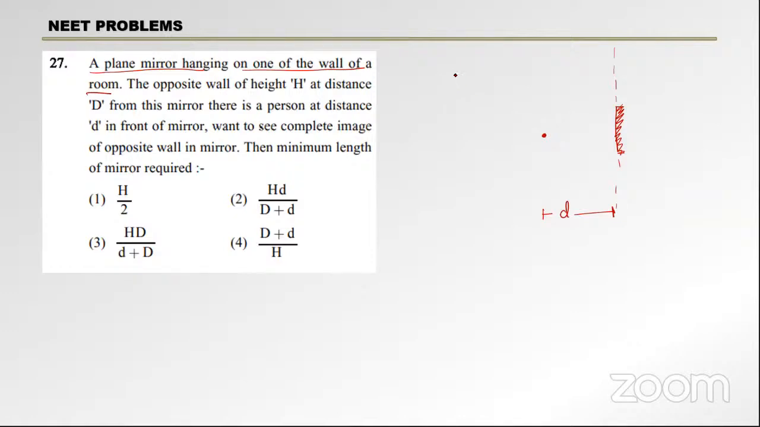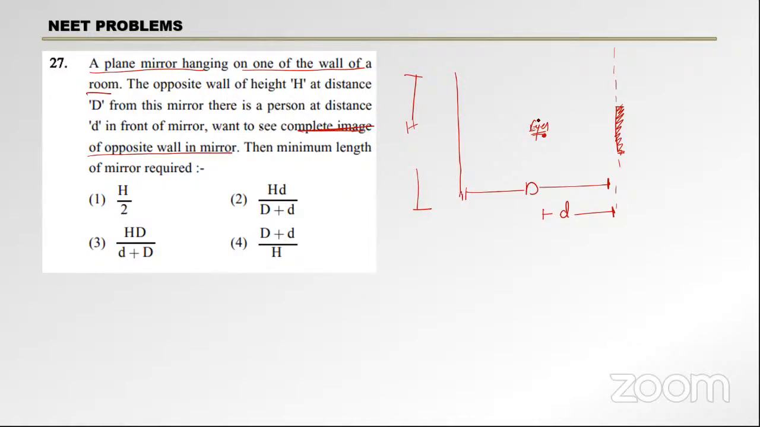अच्छा, इसके पीछे एक wall है. There is a wall behind it. Okay. ये wall है. It is having a height of h. And it is at a distance of capital D. Now this person, this is the eyes. Okay, आंखें हैं ये, right? This person wants to see the complete image of the opposite wall in the mirror.